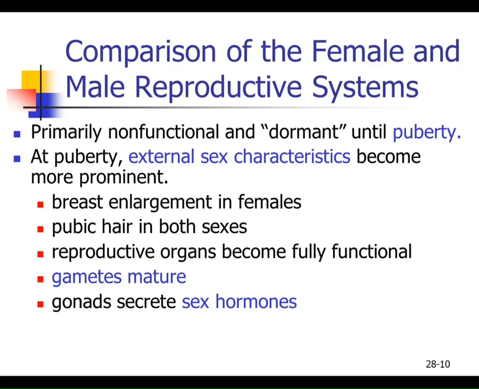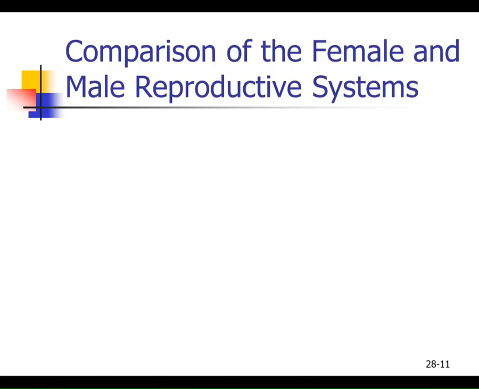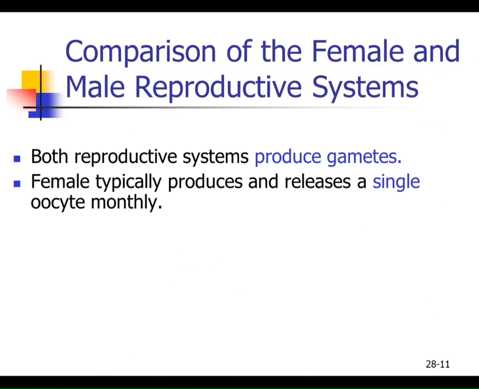Now the gonads are going to be primarily non-functional and dormant up through the time of puberty. And then at puberty, when hormones are being produced, then the external secondary sex characteristics will become more prominent. That is breast enlargement, pubic hair, axillary hair. At this point now, the reproductive organs are becoming fully functional. They're producing the gametes, the egg or sperm, and we're producing at this point the sex hormones. Both produce the gametes. The difference in the numbers, though, we've already discussed.